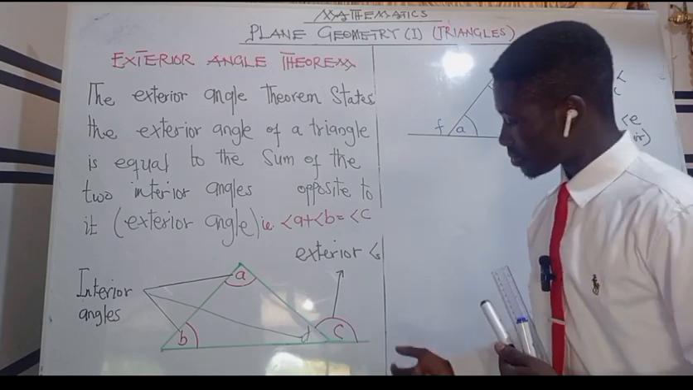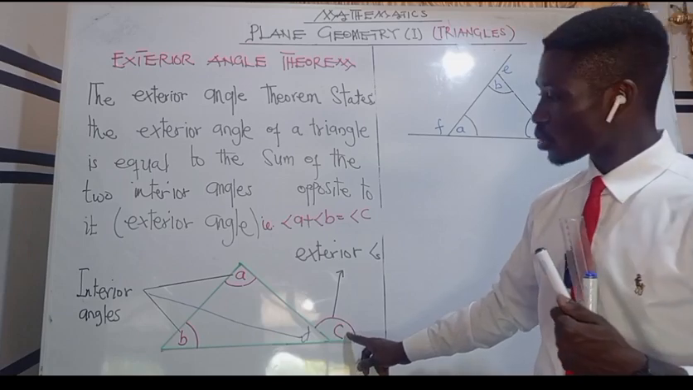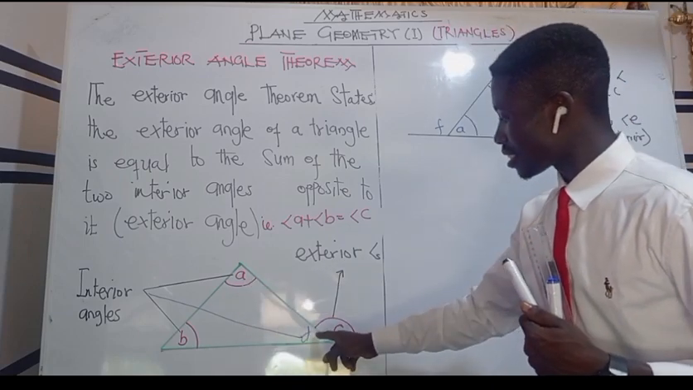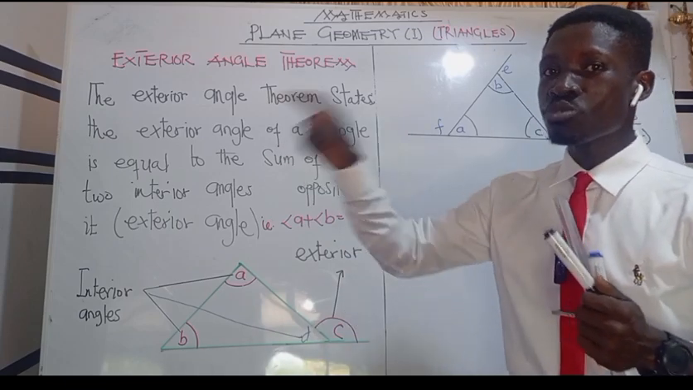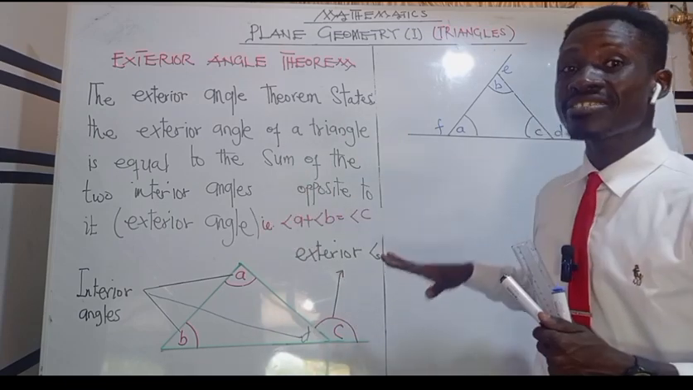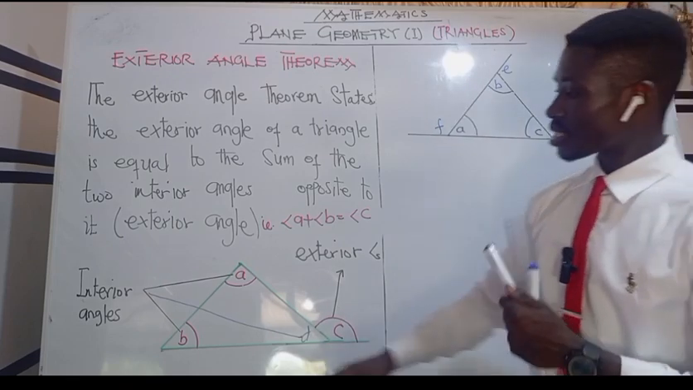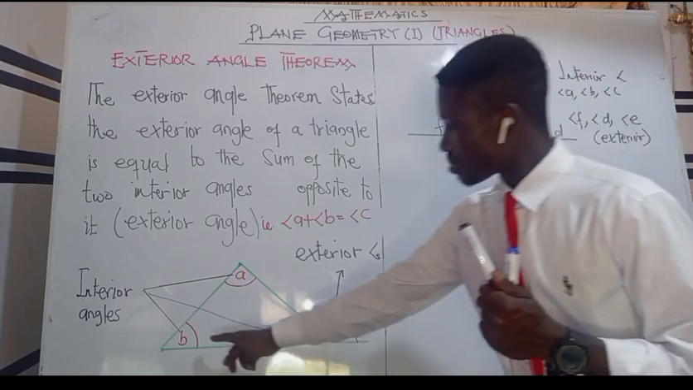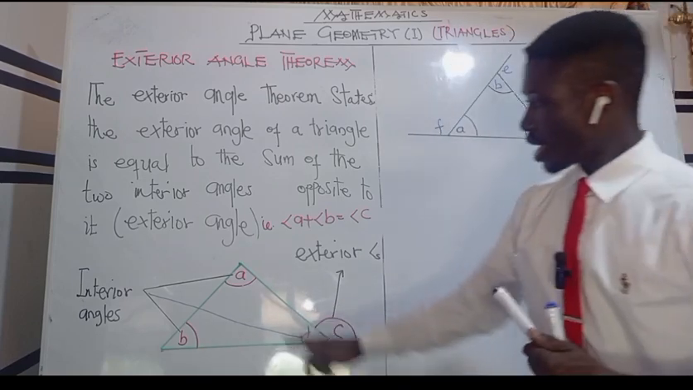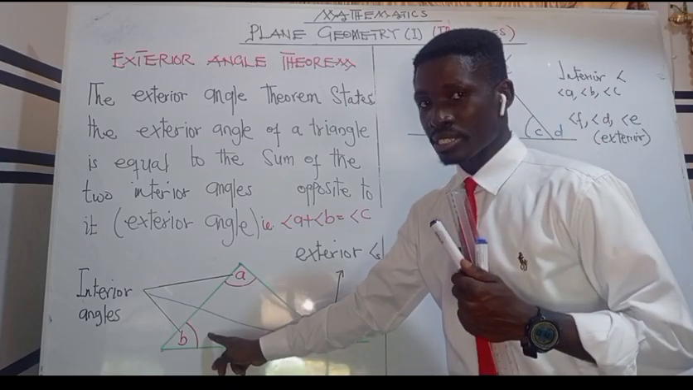But remember that this angle is adjacent to the exterior angle. So we can't say that this angle plus this angle is equal to C. No. The angles must be opposite and remote, far away from the exterior angle. So the two opposite interior angles are A and B. Are you getting the concept? Not B and D, nor A and D, but A and then B.